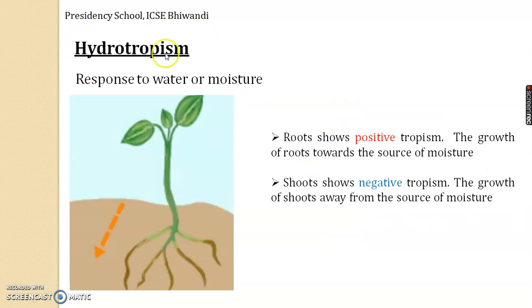Next, we'll learn about hydrotropism. The word hydro itself says that it's in water or moisture. So the response to water or moisture is hydrotropism. Here also, as we water the soil, the roots are going to show a positive tropism, and the shoots will show a negative tropism as they are growing away from the source of moisture.